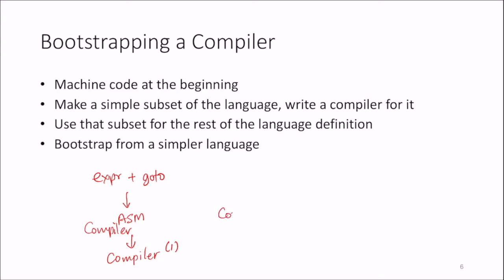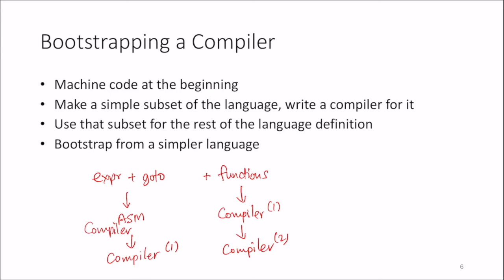And now what I can do is I can use compiler 1. It does understand expressions and goto statements, and use it to implement expressions plus goto plus some new aspect that's going to be useful in the language. Let's say functions. So it implements functions, and now it goes through compiler 1. You get a new compiler. Now this compiler can understand how to deal with functions in this programming language.